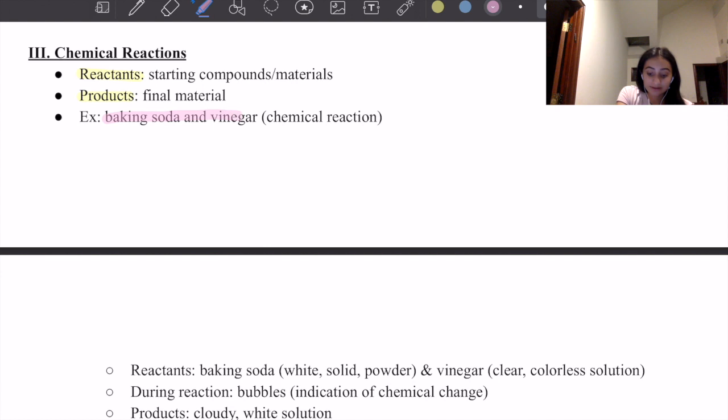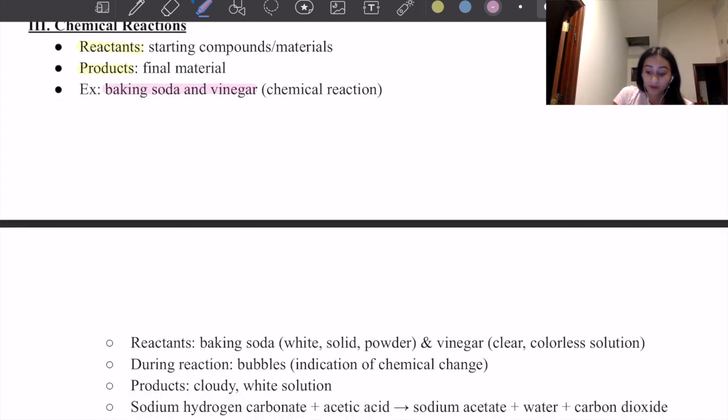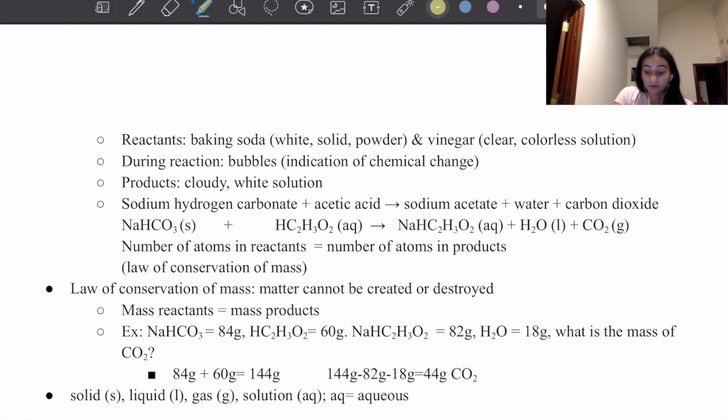So an example is baking soda and vinegar. So we start with baking soda and vinegar, and those two things have specific properties. Baking soda is white, it's a solid, it's powdery, and vinegar is clear, colorless, and it's a solution.